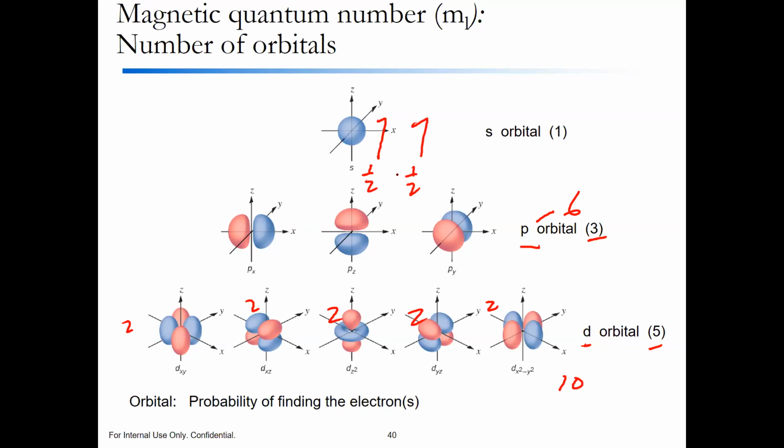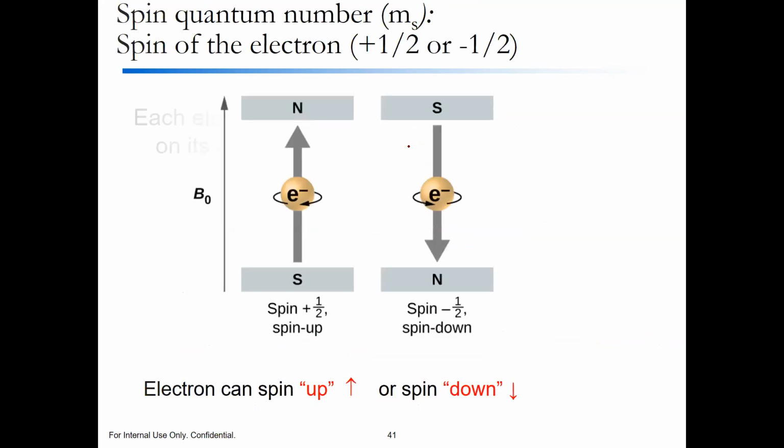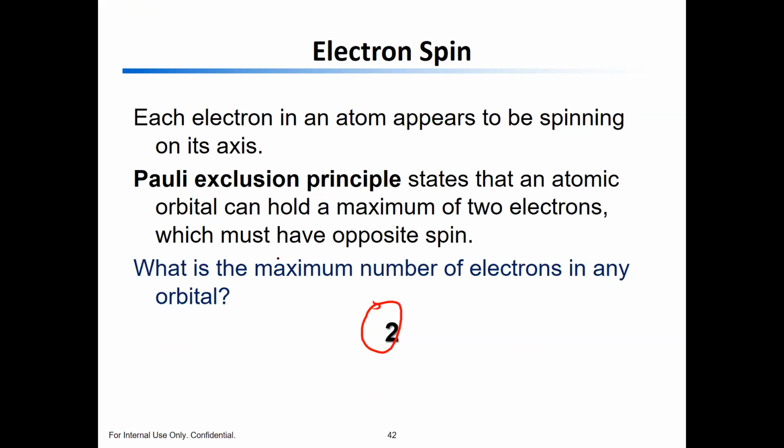Do things want to be low energy or high energy? Low energy. So how can I get these 2 electrons to be in the same orbital but have low energy? Are they going to be spinning the same direction or the opposite direction? Opposite direction. So if I have 2 electrons in the same orbital, they're going to be spinning in opposite directions. One spin up, one spin down, because things want to be low energy. That's what this one says. If they're both in the same orbital, they're going to be spinning opposite directions.